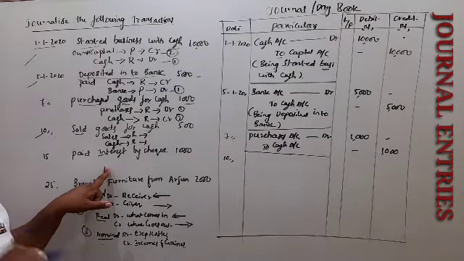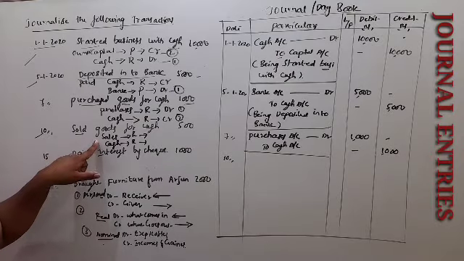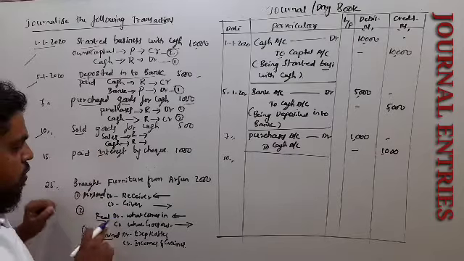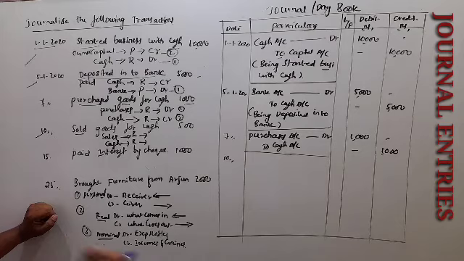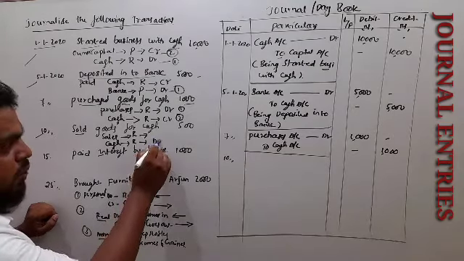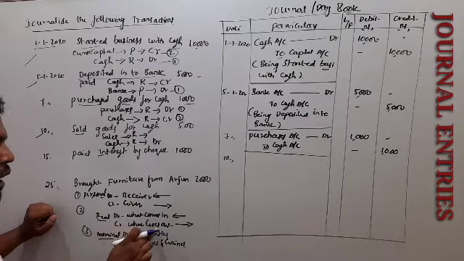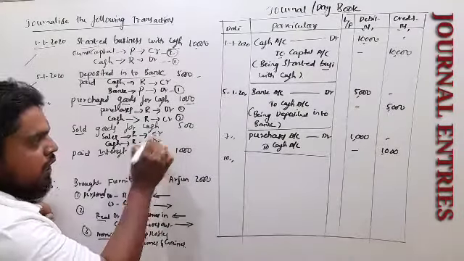So if you supply the goods, definitely you will get the cash, because it is a cash transaction. It's not a credit transaction. Supplied goods for cash. Cash is coming to the business. So real account says debit what comes in. Sold goods for cash, cash is coming to the business. So credit what goes out. So goods is going out of the business. Credit what goes out. So this is the credit side.